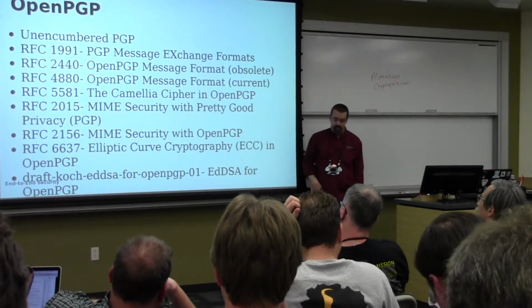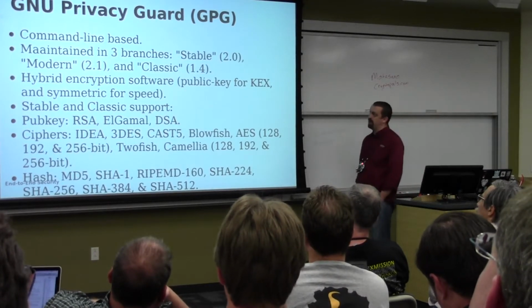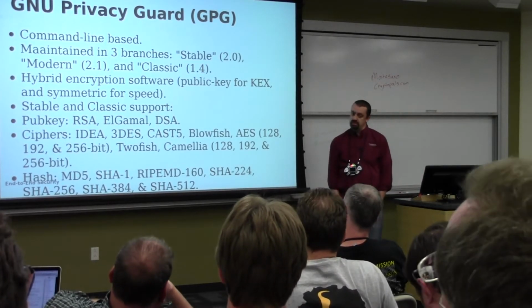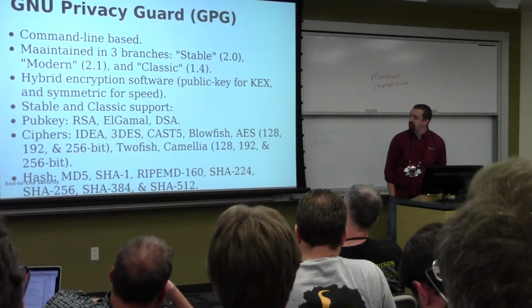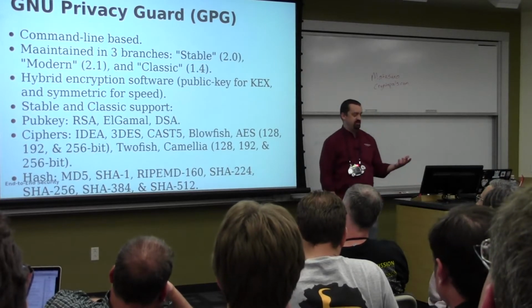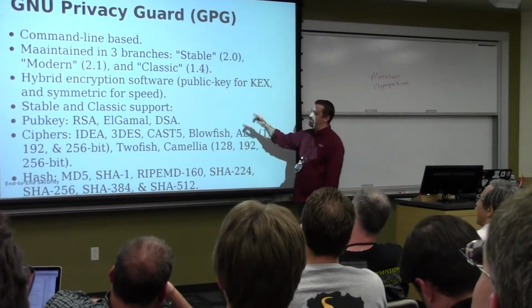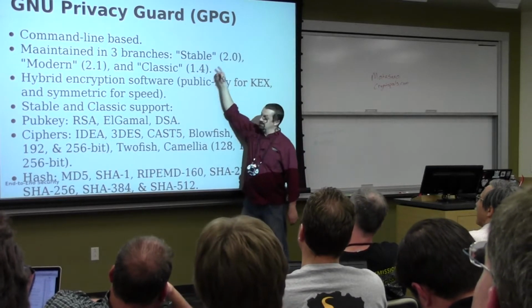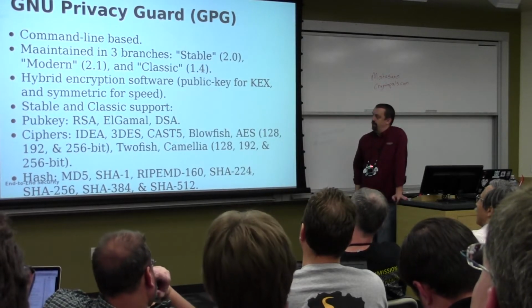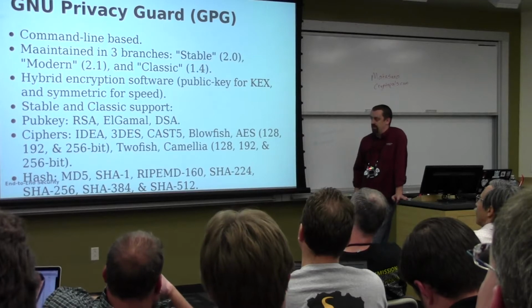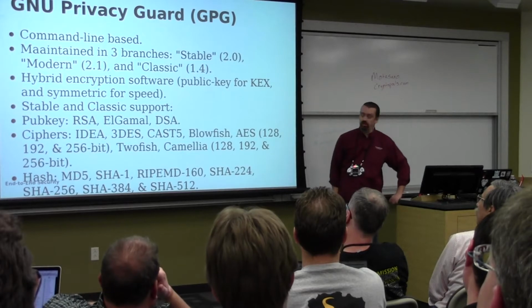And they're defined here. But there is an implementation of OpenPGP, and that's the GNU Privacy Guard, or GPG. GPG is a command line-based client. It's maintained in 3 branches. It's funny how you go through your slides with a fine-tooth comb and you miss stuff, right? There are 3 branches. There's the stable branch in 2.0, modern in 2.1, and classic in 1.4. There are different versions. Modern in 2.1, for example, supports ECC, elliptic curve cryptography, where the other 2 branches do not.